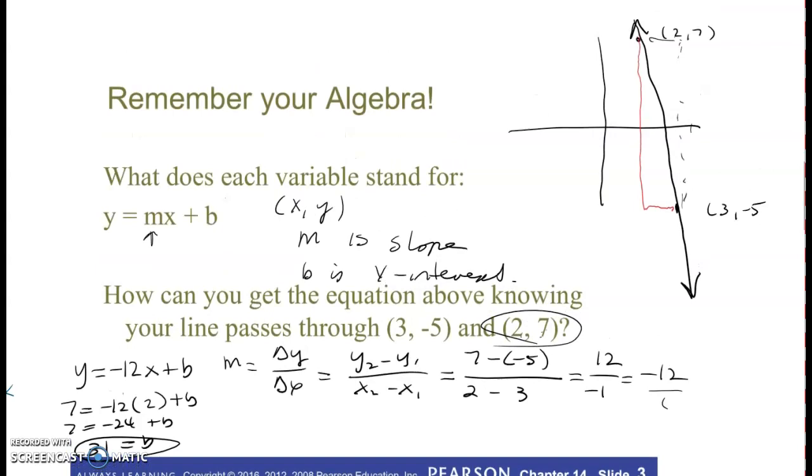So the equation of this graph would then be y equals -12x plus 31. The graph would cross the y-axis at the y value of 31. And then to get from one point to the next, you would move 12 units down and 1 unit to the right. It's a very quick little recall from algebra.